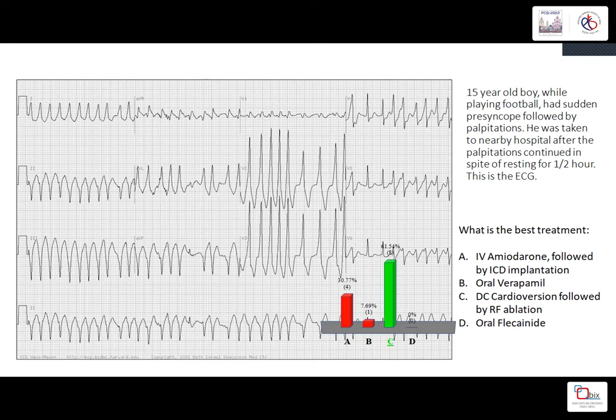So whenever you have an irregular heart rate, the first diagnosis is atrial fibrillation. Whether the QRS is narrow or broad, irrespective of the QRS, with an irregular heart rate, the first diagnosis is atrial fibrillation. Then only you should think about anything else. Okay, next question.